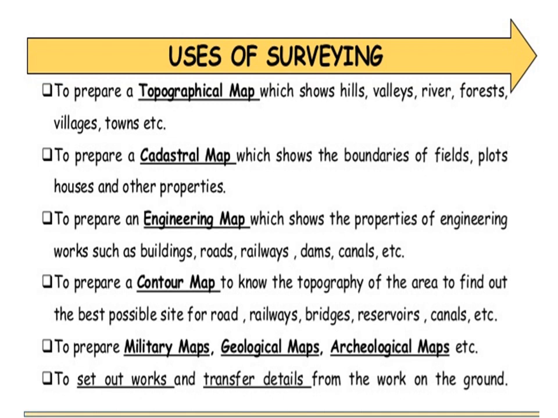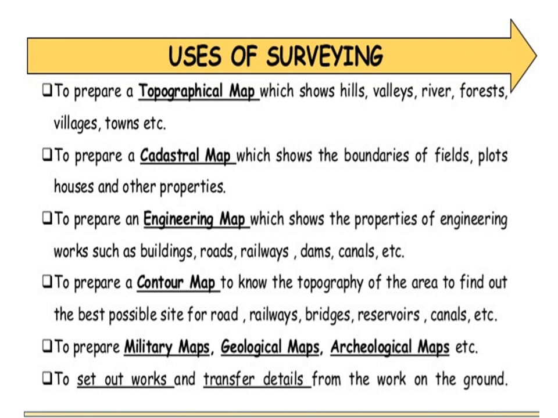Similarly, to prepare a cadastral map which shows the boundaries of fields, plots, houses and other properties, we can make use of survey. To prepare an engineering map, the engineering works such as buildings, roads, railways, dams, canals, etc. are shown on a map, and the map is called an engineering map.